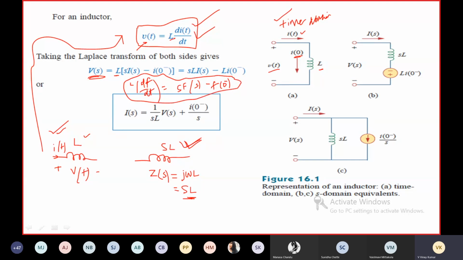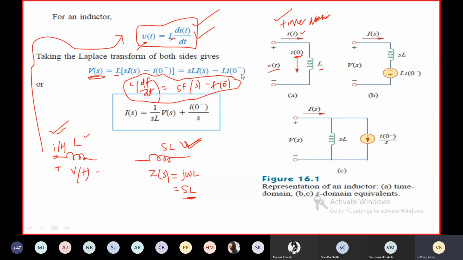So L times the Laplace of di(t)/dt is s I(s), because s times F(s). Here f(t) is i(t), so s I(s) minus i(0-), because it is f(0-). Which is equal to s L I(s) minus L i(0-). So V(s) is equal to s L I(s) minus L i(0-).